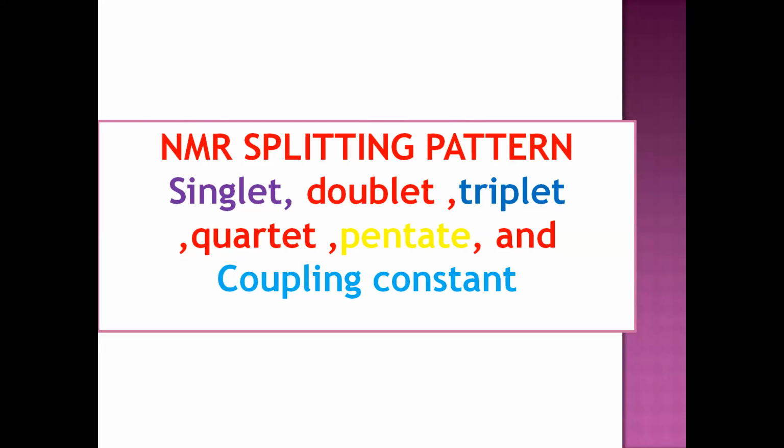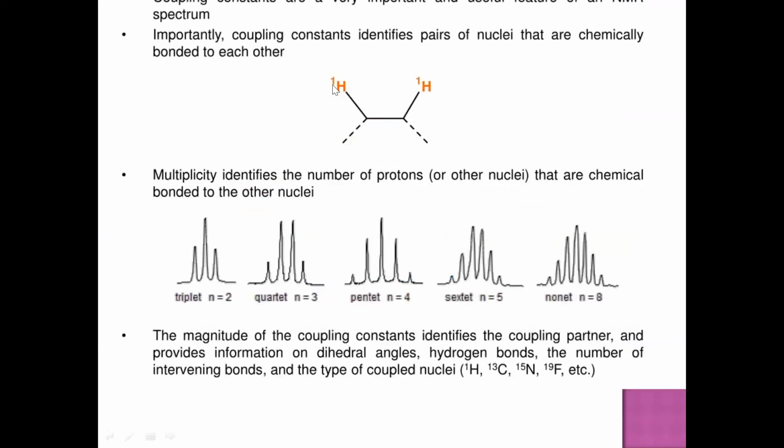And then multiply it. Okay, and we will focus only on the video. Only discussion will be carried out for the coupling constant. It is a very important topic of the NMR spectrum, and it identifies the pairs of nuclei that are chemically bonded to each other.